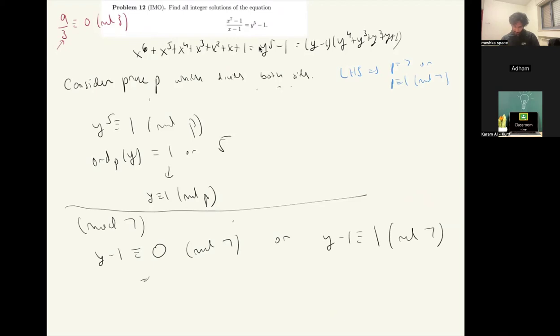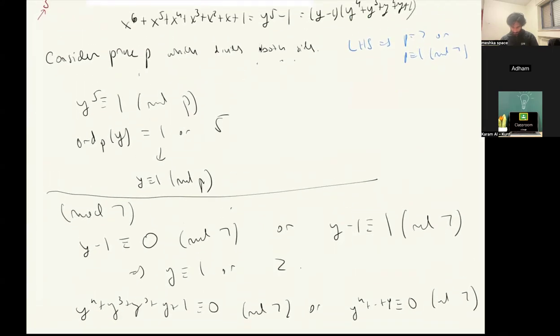This is right? Yeah, so great. So we get y is congruent to 1 or 2. Very good. We also know that y^4 + y^3 + y, you get my point, is also congruent to either 0 or 1. Very good. And if we calculate it using either y congruent to 1 or y congruent to 2, we get a contradiction. So y minus 1 cannot divide 7, so there doesn't exist any integers.